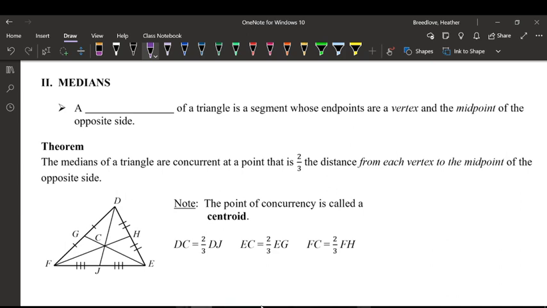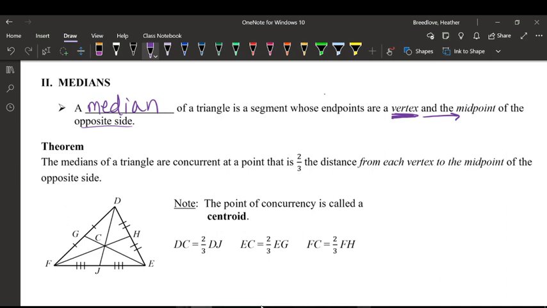Medians. So a median of a triangle is a segment whose endpoints are a vertex and the midpoint of the opposite side. So when you draw a median on a triangle, you start at the vertex, or at an angle, and you draw the line to the midpoint of the opposite side.